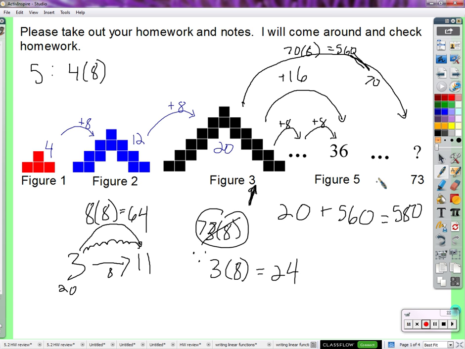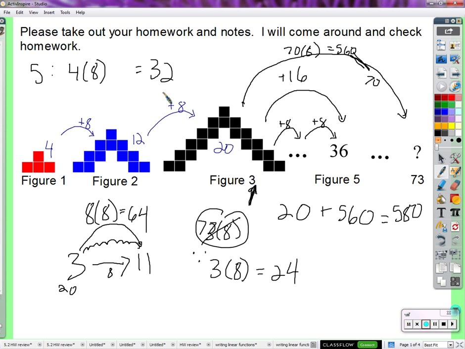32. Is that enough? No. Why do we add 4? If I just do 4 times 8, say I start at figure 1 and just do 4 times 8, it's kind of like I'm assuming the first figure has how many squares in it? 4. Just 4 times 8?